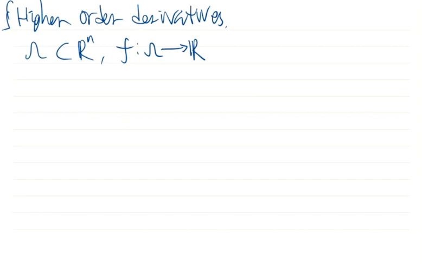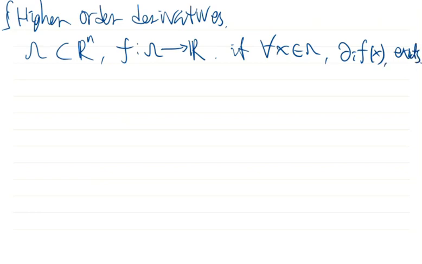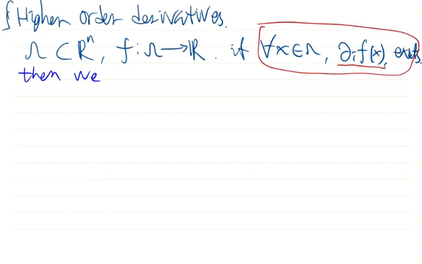So we have defined the partial derivative. If for every x in omega, the partial derivative of f at x with respect to the ith component, that is dIf(x), exists, then we obtain a new function from the given function f. If this condition is satisfied, we have a new function.